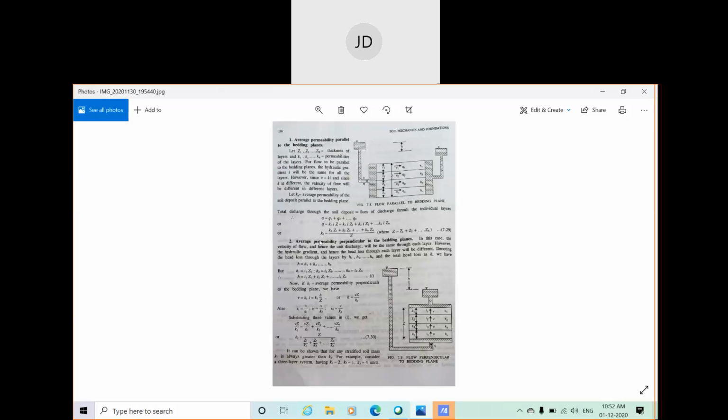Same way, let's discuss this second case. If you can understand the first case, it is also very easy to understand the second case. So in the second case, we need to find the coefficient of permeability or average permeability when the flow is perpendicular to the bedding plane. Now, can you see the difference between these two drawings? In the first case, the flow is parallel to the bedding plane. Now here the flow is perpendicular to the bedding plane. Now flow is going from bottom to top.